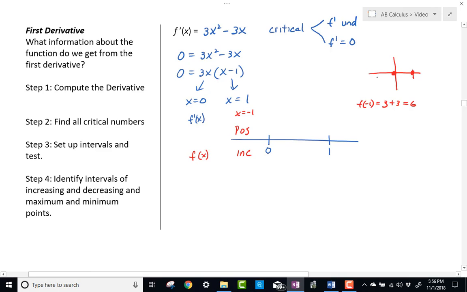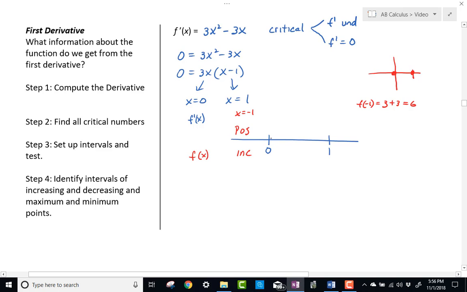Okay? So now, if I was drawing my graph of f of x, I would know that f of x is increasing as I approach 0. Okay? And actually, I shouldn't do that because this is my derivative graph over here. So I know that f of x is increasing as it approaches 0.